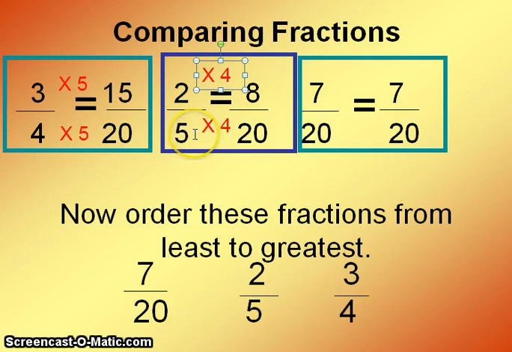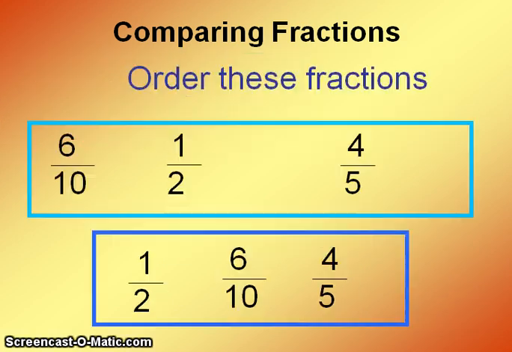Now I just have to order these fractions from least to greatest. They're all over 20, so the lowest number is just going to be the 7 over 20. The next biggest number will be 8 over 20, and the biggest number will be 15 over 20. So 7 over 20 will be the smallest, 2 over 5 in the middle, and 3 over 4 will be the largest of the numbers.